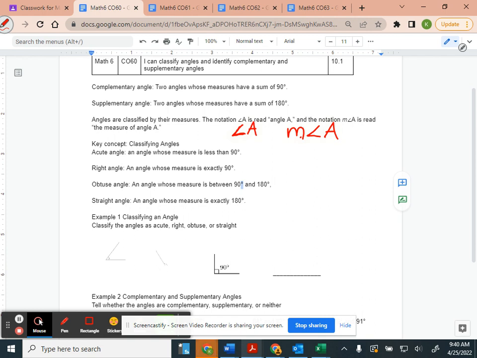So classifying angles. First is an acute angle. Who knows what an acute angle is without looking at your paper? Mia. An acute angle is an angle that is smaller than a right angle. Yes. So we know the right angle is exactly 90 degrees. So the right angle has that little corner.